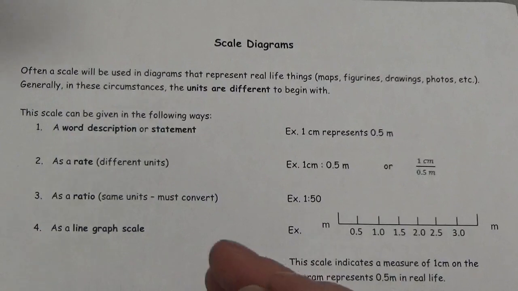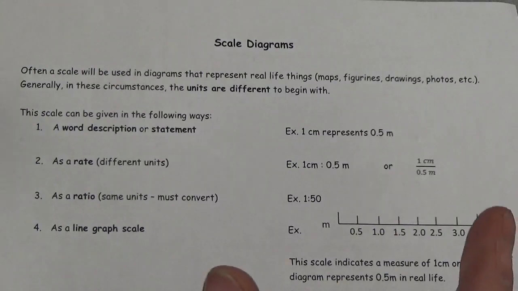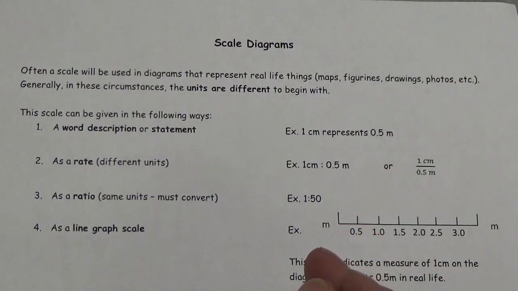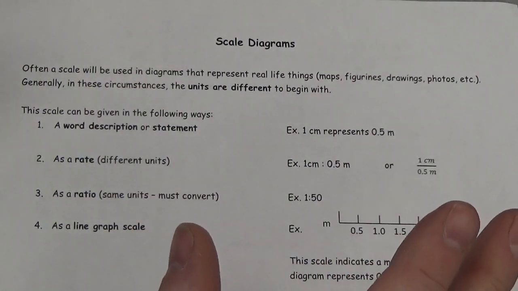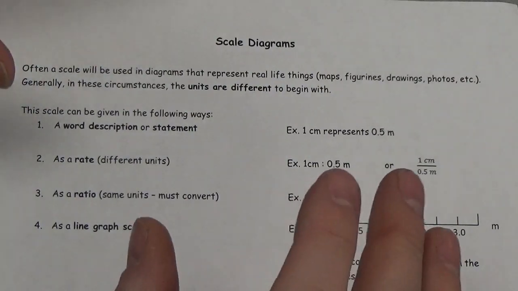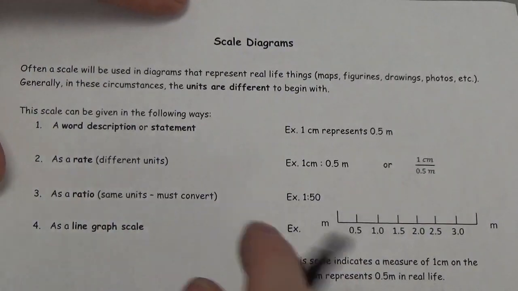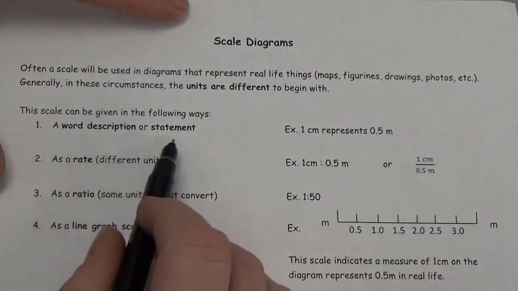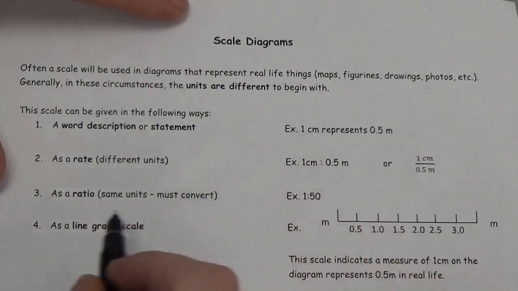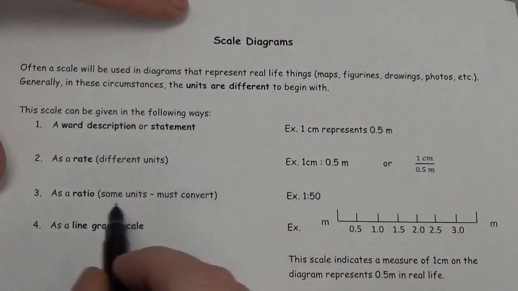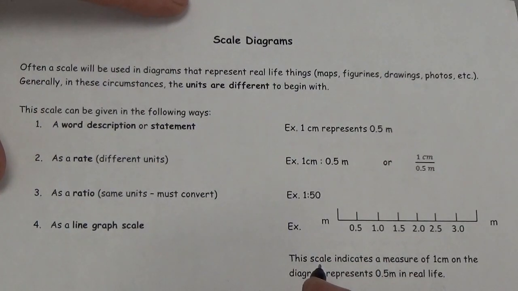But we're using different units. Normally, it used to be the case that we really wouldn't talk about it like that; you'd have to convert to all the same units. There was an emphasis that they had to be the same, but it works even if the units aren't the same, as long as you're describing the same dimension. When I say unit, what I mean is dimension. So length to length, width to width sort of thing. So the scale can be given in the following ways. It could be a word or a description. It can be a rate, where you've got different units, because you can scale that back. It could be just a ratio, usually with the same units, so you'd have to convert. Or as a line graph scale, which you sometimes get.